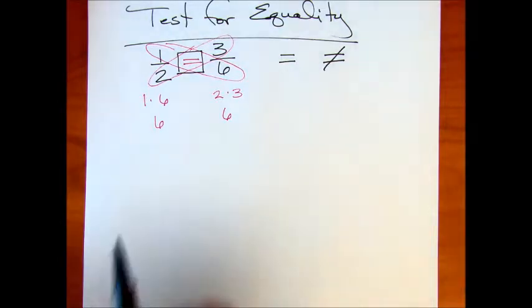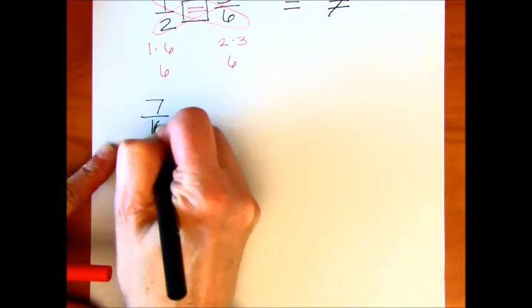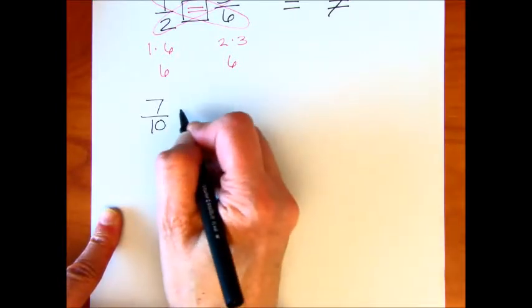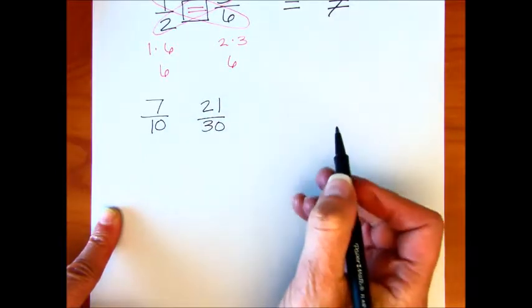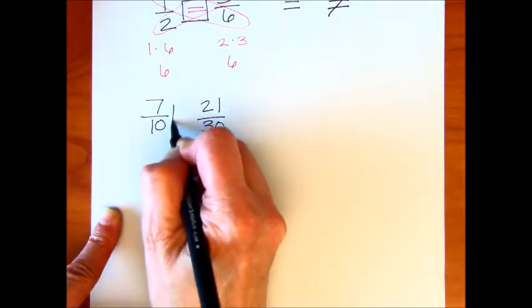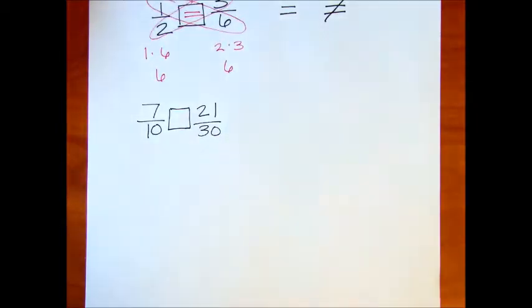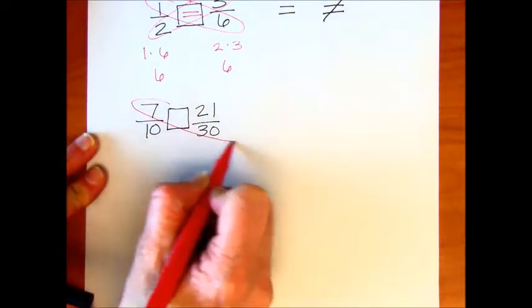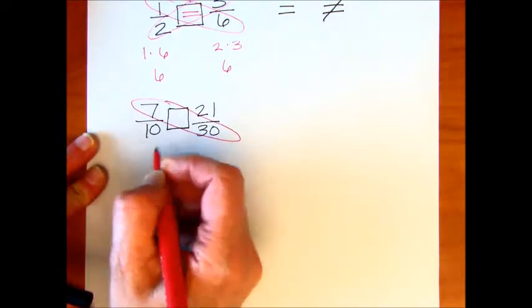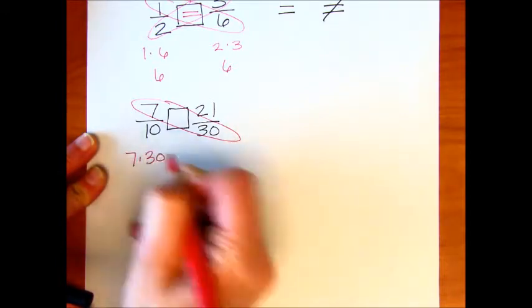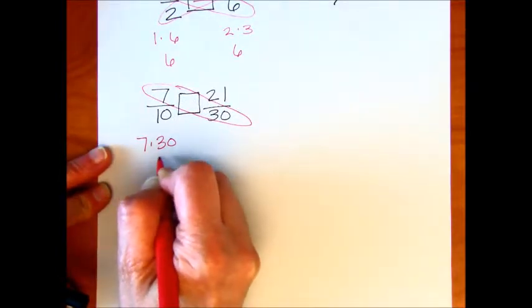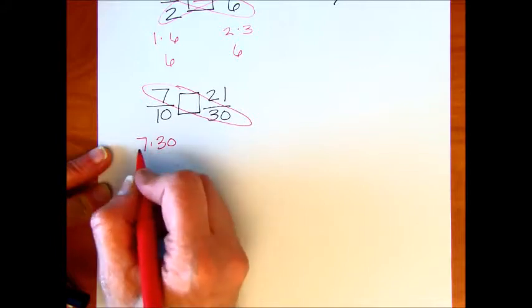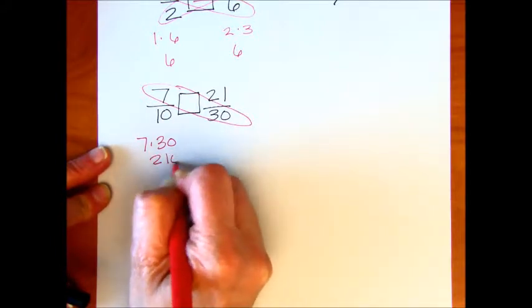Let's say we have 7/10, and we want to know if that is equivalent to 21/30. Okay, 7/10, 21/30. I'll go ahead and put a little box there. And again, we're going to use cross products. So we're multiplying across diagonally. So 7 times 30. Well, I know 7 times 3 is 21, so 7 times 30 is 210.